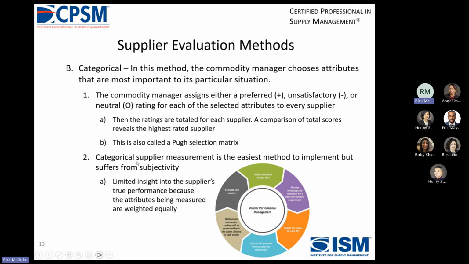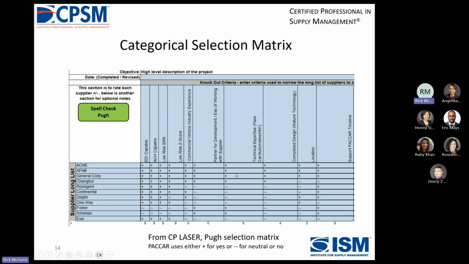Then you've got the categorical method. You're using a plus or a minus or a 0 for neutral. Easiest method to implement, but very subjective. We use this for our knockout criteria in the CPLAs. The Q selection matrix is a categorical selection matrix. You're just putting a plus or a minus in here. I don't think they use a 0 here. But it's quick and easy, but it's very simple.